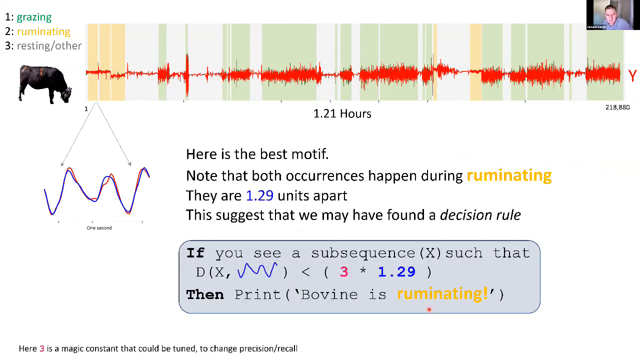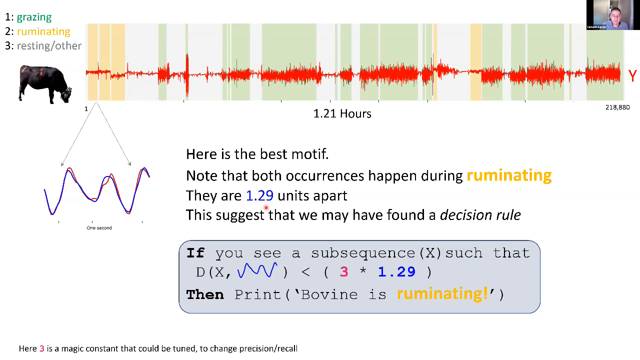And so when I did this, I found the best motif happens to be a pair that occurs very early on in Apollo's day. It's this blue and red pair you see here. And you can see these actually are very, very strongly conserved bits of data. Now, I noticed actually that both of these pieces of data occur in the same semantic behavior, ruminating. And I also noticed actually they're very similar. In fact, they're exactly 1.29 units apart.